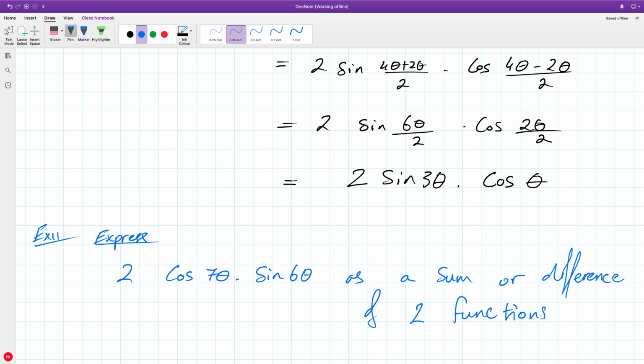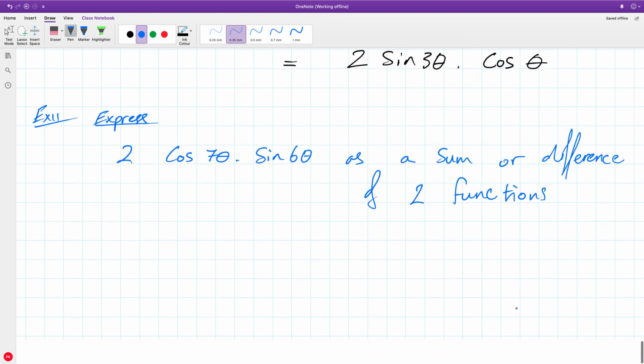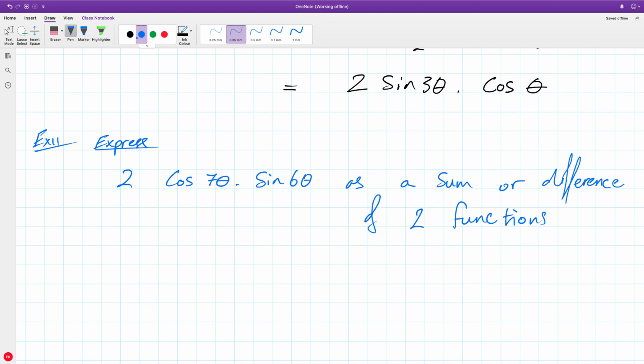Let it look good. See what we get on. So, off our logbook then: 2 cos of 7 theta by the sine. Only 10 minutes left, guys. We're nearly there.